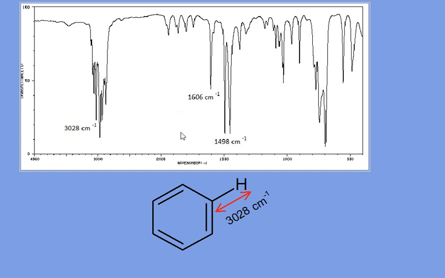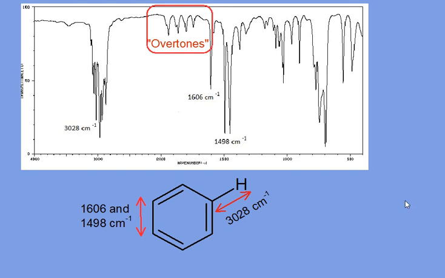So sure enough, that 3028 peak is for the carbon to hydrogen stretch for a hydrogen which is attached to the benzene ring. And then our 1606 and the 1498 are the carbon to carbon bond stretches for the aromatic ring as well. One last clue, which is in the infrared, is look at those jagged little peaks between 2000 and 1600. That's a classic kind of fingerprint pattern for an aromatic, what we sometimes term overtones. So it looks pretty definite that we have an aromatic molecule here.